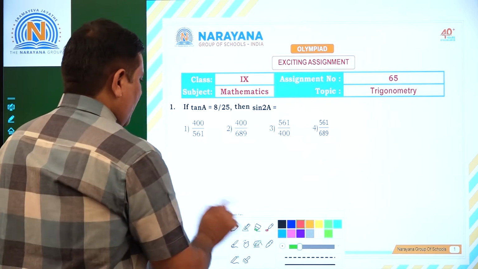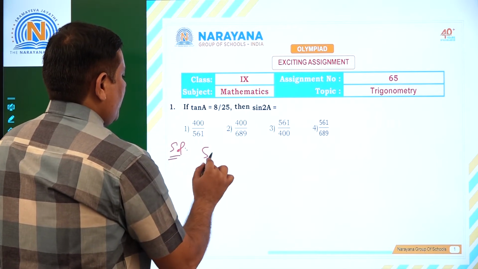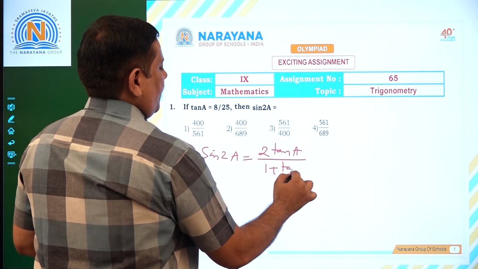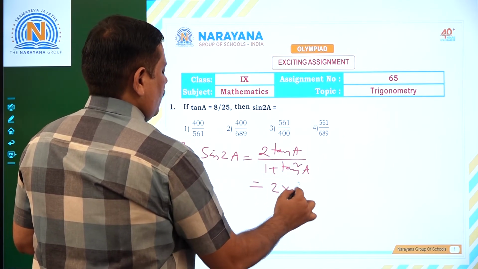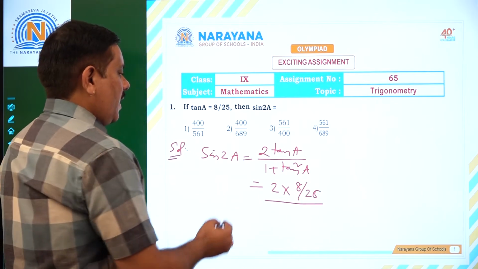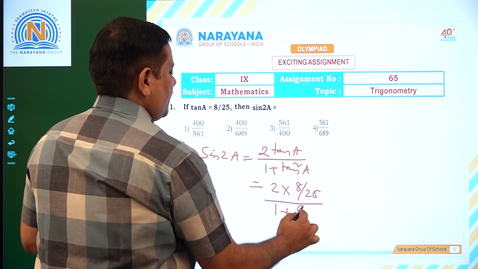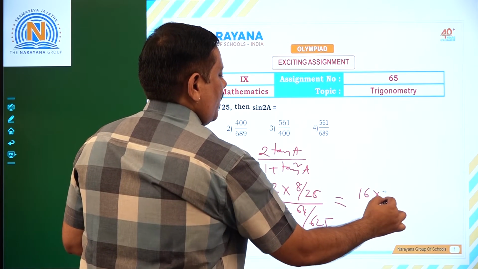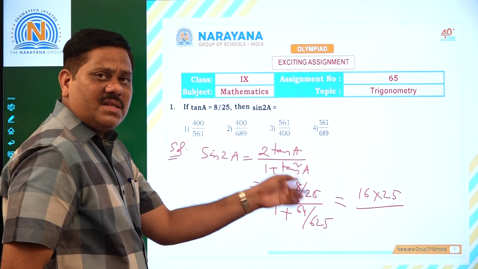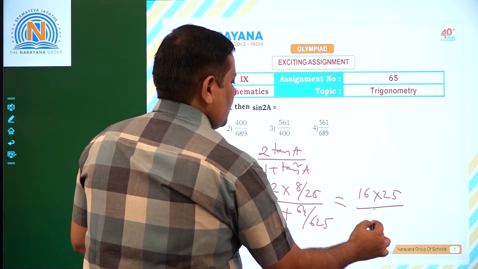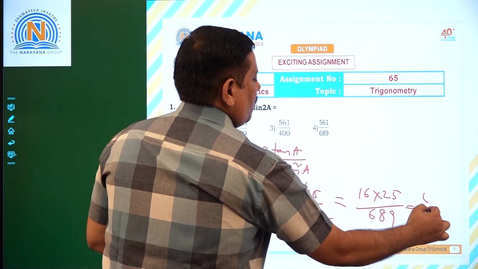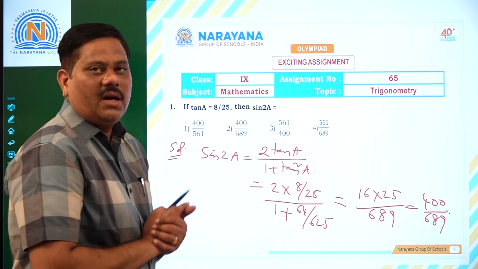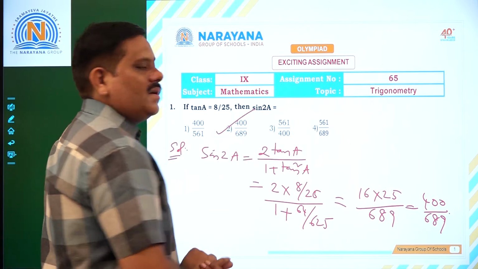Fine, let us use that. Sin 2A is equal to 2 tan A by 1 plus tan square A. This is the formula I can use now. That is 2 into 8 by 25 by 1 plus 64 by 625. If I simplify that, it is going to be 16 into 25 upon 625 plus 64. What is 625 plus 64 for us? 689. So that is going to be 400 by 689. So the value of sin 2A is 400 by 689, which is nothing but the second option for us.